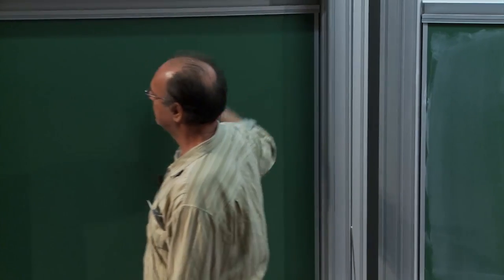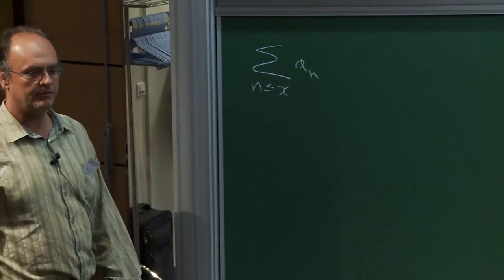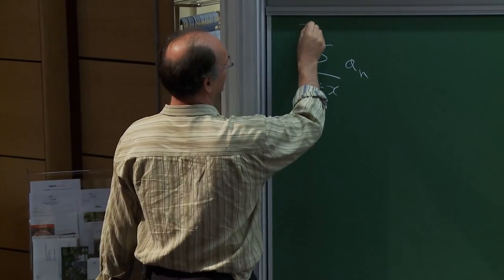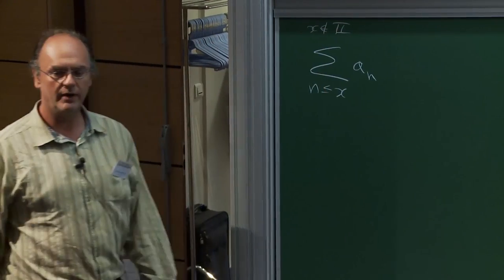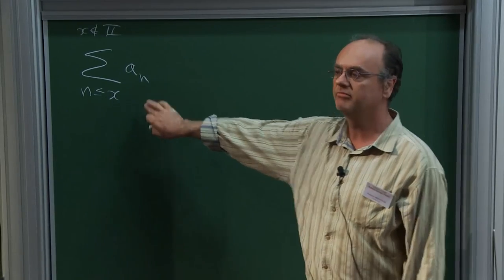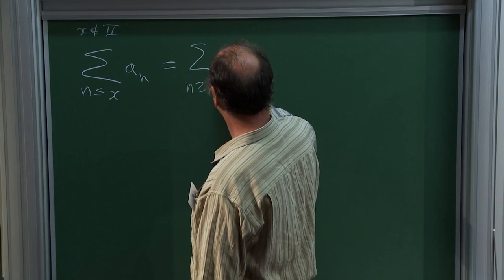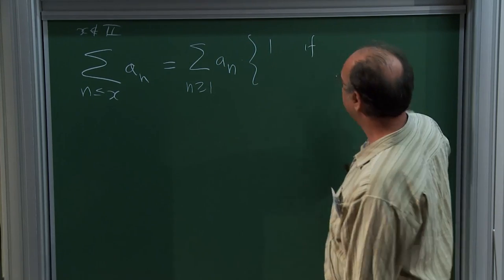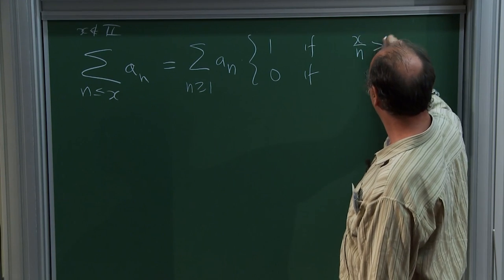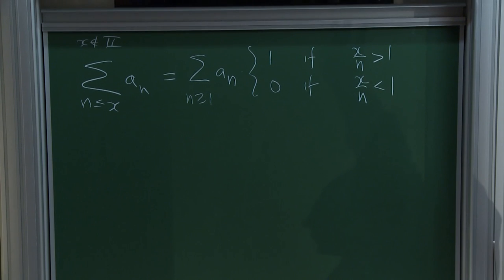If we wish to look at the sum of a_n, n up to x, and let me just assume, we always have this problem with y equals 1 that it's a bit weird, so let me just assume x is not an integer, so I can be correct and not have to write extra. Then the way we try and sum a sequence of interesting numbers, a_n up to x, is we write it as a sum over all integers times 1 if n is less than or equal to x, and 0 if n is greater than x. But I'm going to rewrite that as x over n is greater than 1, or x over n is less than 1.